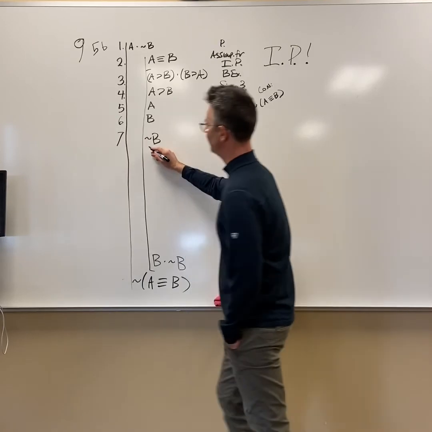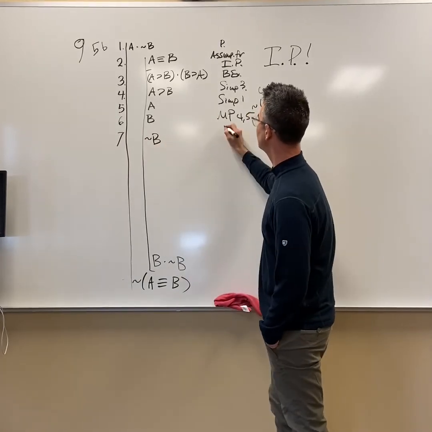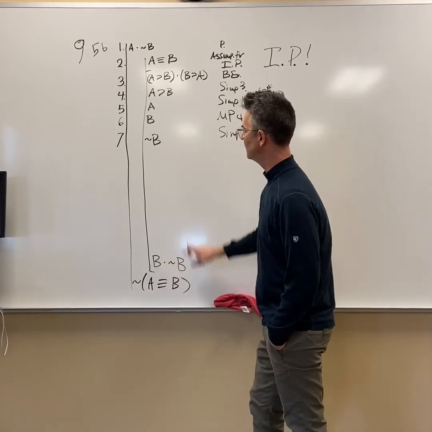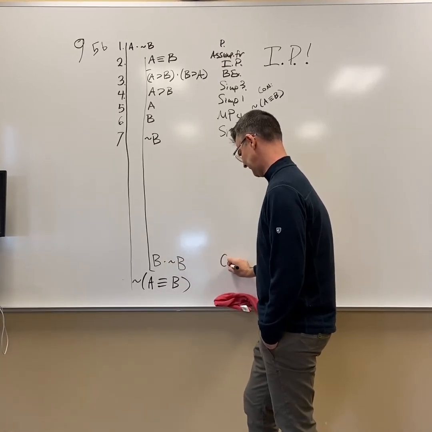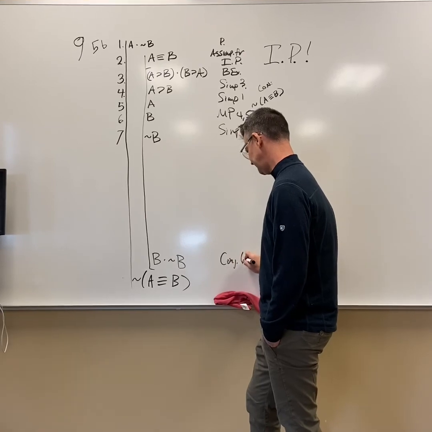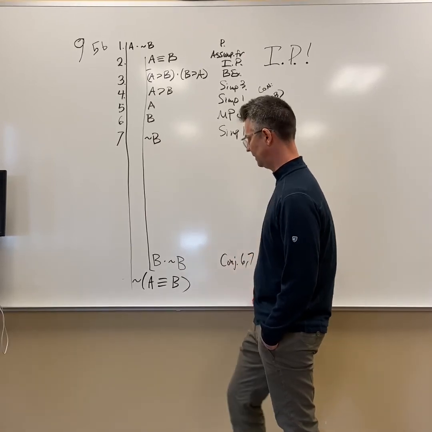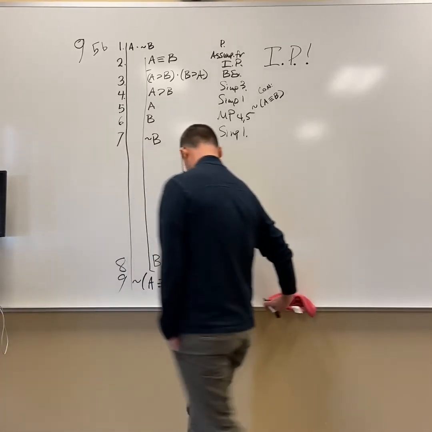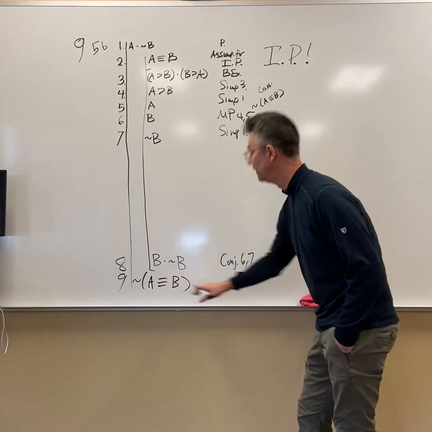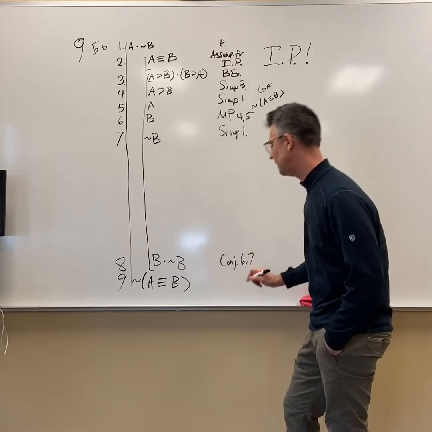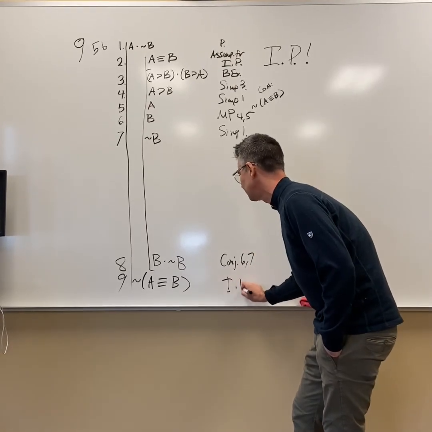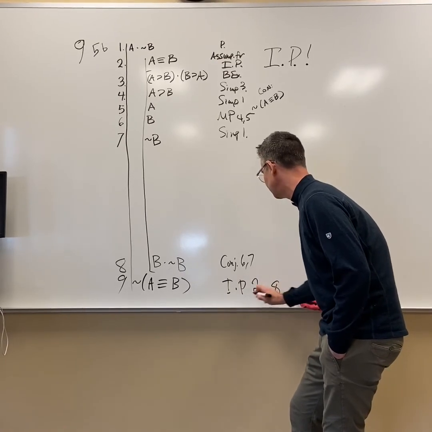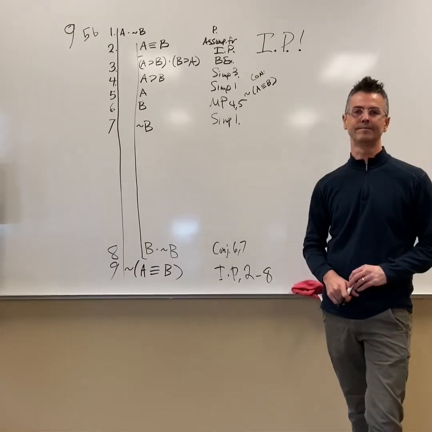With the exception of filling in a few justifications. How did I get not B? That's a simplification on line 1. How did I get these? Well, I put 6 and 7 together. That's just conjunction, 6 and 7. So this turns out to be a surprisingly straightforward proof. Conjunction 6 and 7, it is not the case that A if and only if B, by indirect proof, and that was lines 2 through 8 inclusive. Yay!